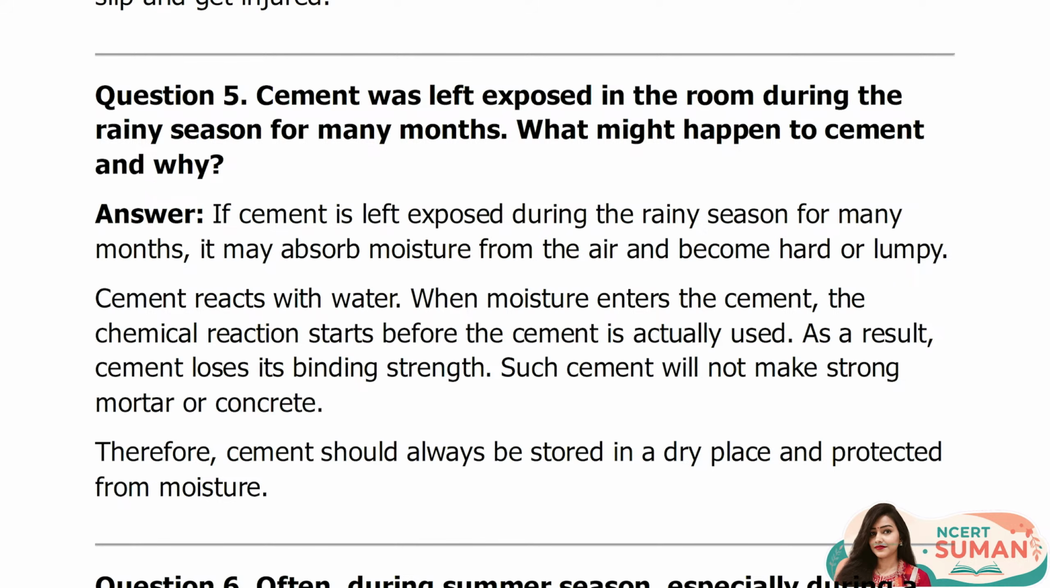What might happen to cement and why? Answer. If cement is left exposed during the rainy season for many months, it may absorb moisture from the air and become hard or lumpy. Cement reacts with water. When moisture enters the cement, the chemical reaction starts before the cement is actually used.